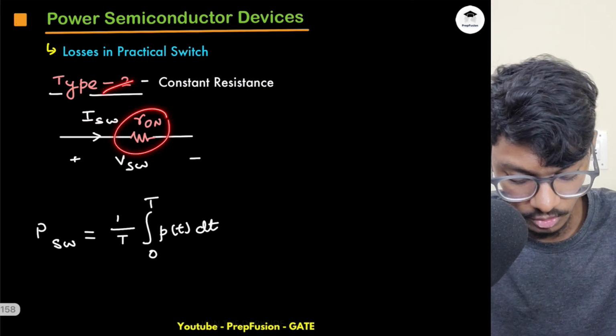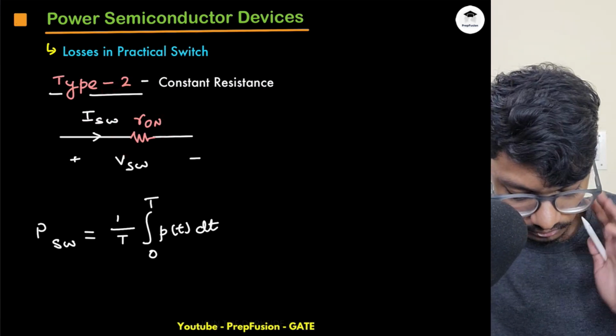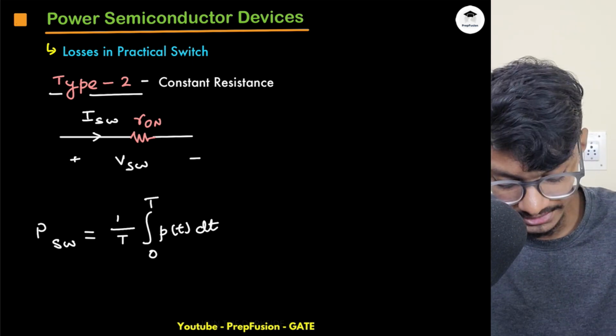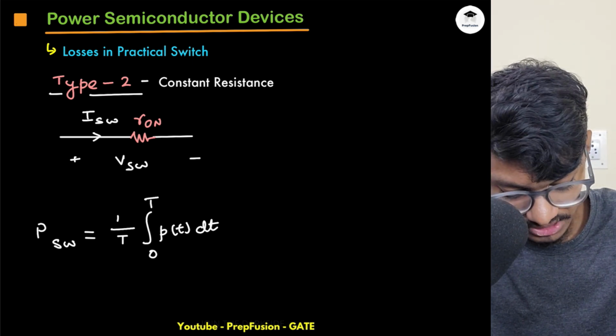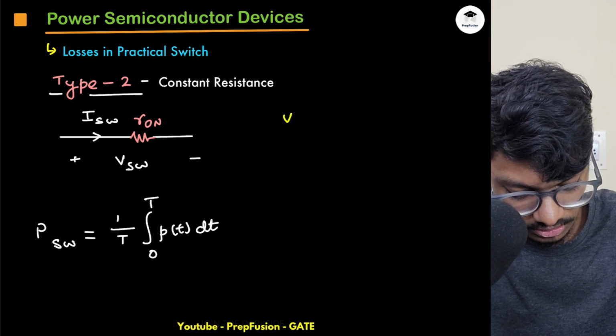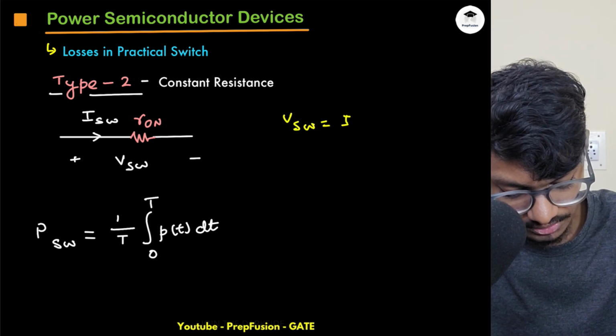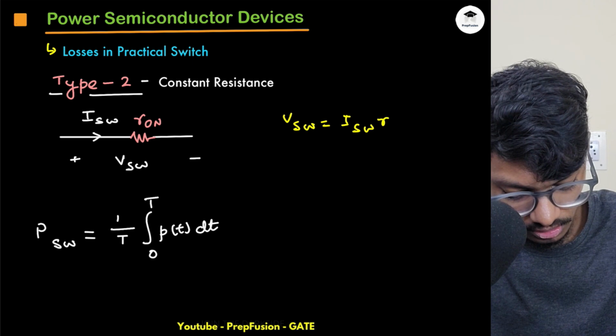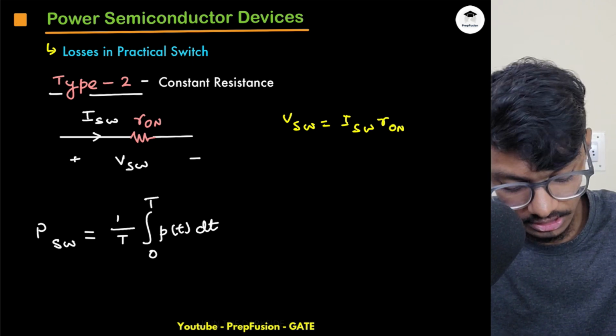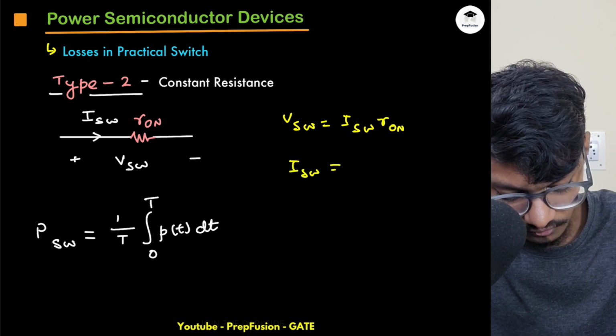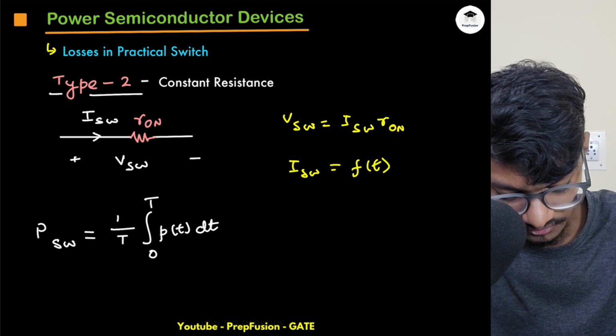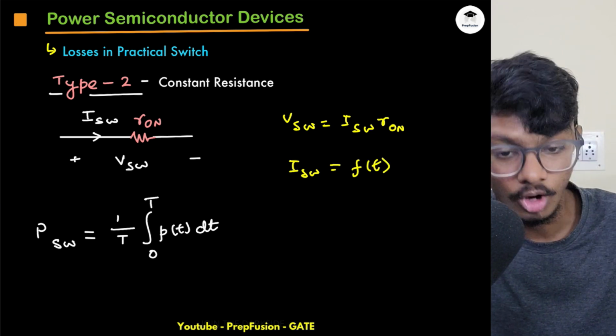Now type 2 model is constant resistance that I showed you earlier as well. This time everything will be the same, but my V switch will be I switch into R on, the on resistance. Now my I switch again is a function of time. So how to compute the power?